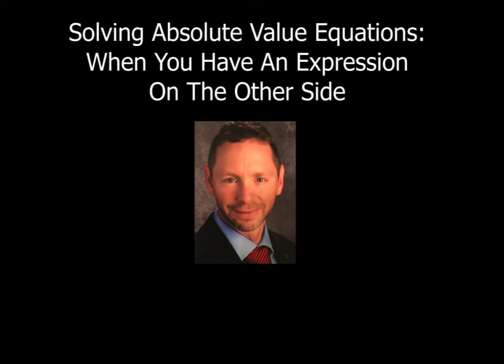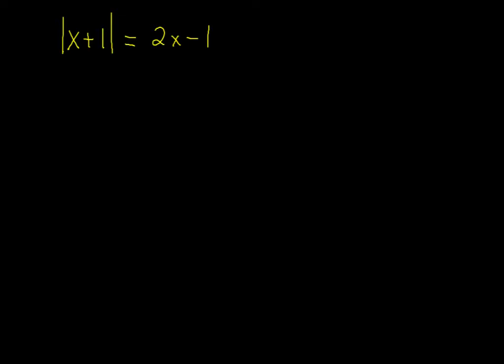In today's video, Mr. Muscarella is going to show you how to solve absolute value equations when you have an expression on the other side. Now that means our absolute value equation is going to look a little bit different. We're going to have an absolute value, some blob on one side, and instead of just a number on the other side, we're going to have an expression, like in this case, 2x minus 1.